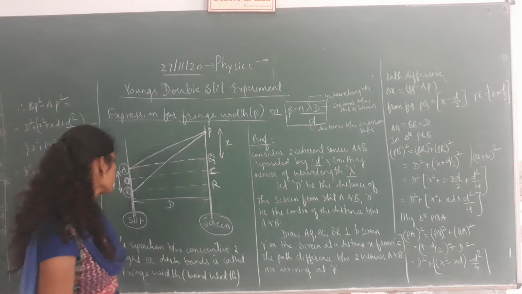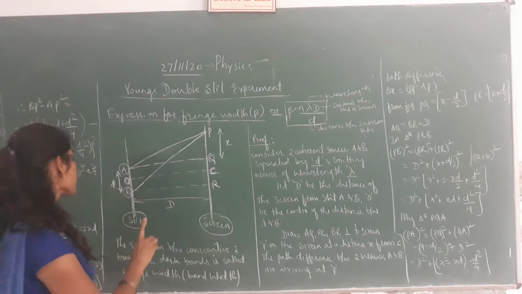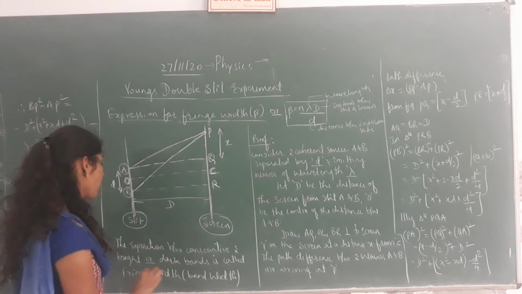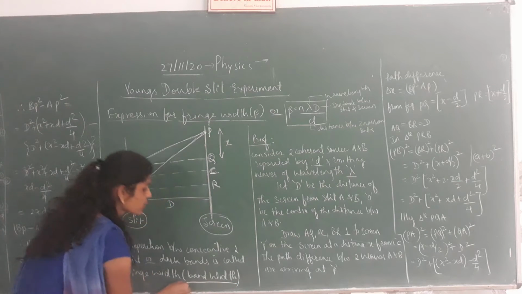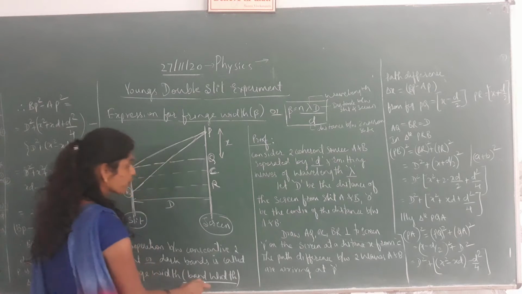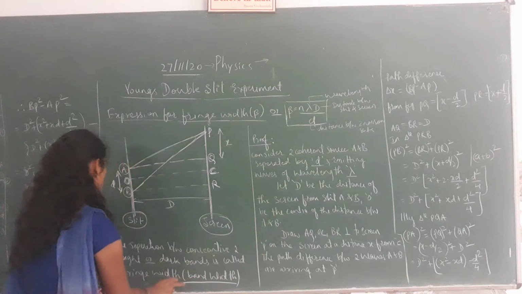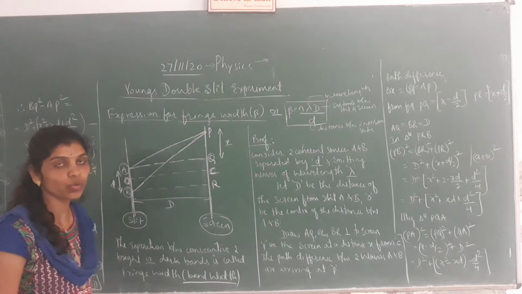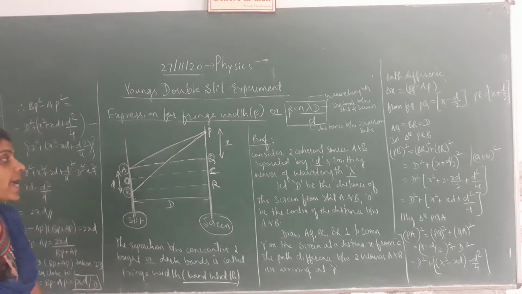So here we know the separation between consecutive two bright and dark bands is called fringe width. Fringe width is denoted symbolically by beta. So let us explain this diagram.